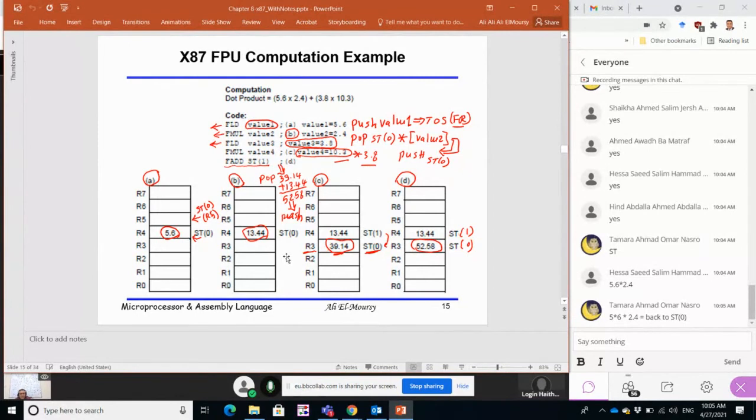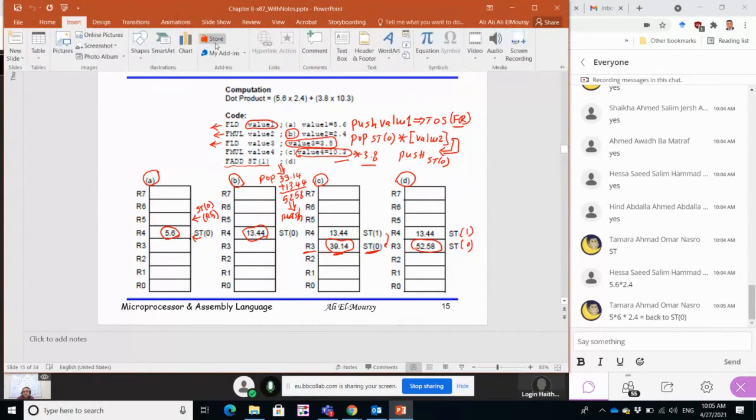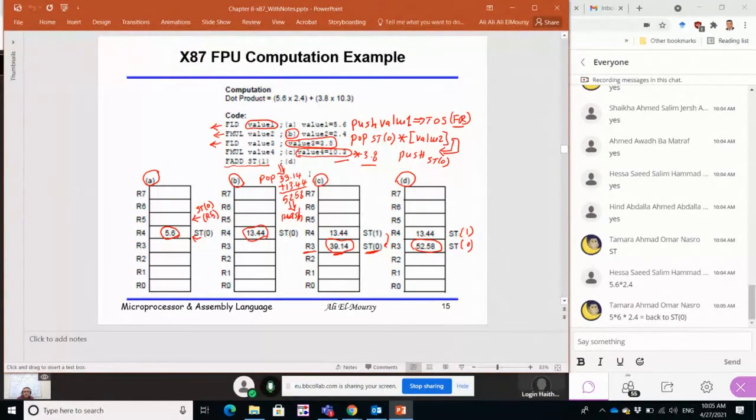Agree? Make sense? Then the next instruction, floating point load, another load here, for value 3. So another push will be happening to the stack. This is not shown here, so let's show that. The value 3.8 will be pushed here.